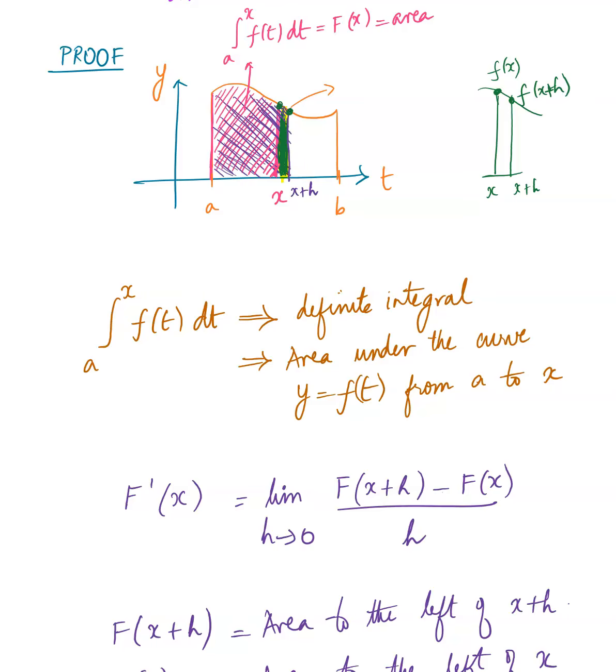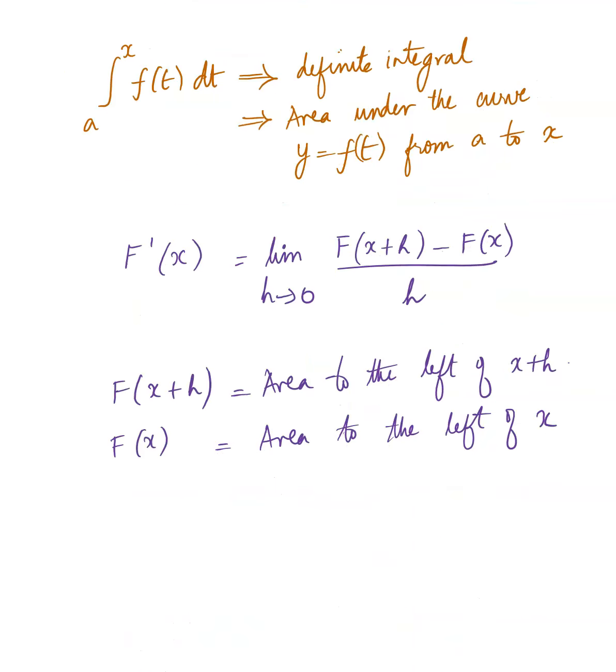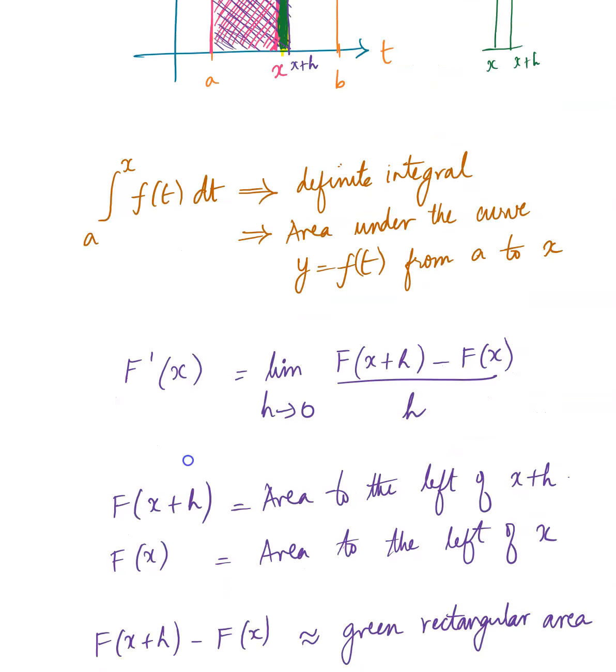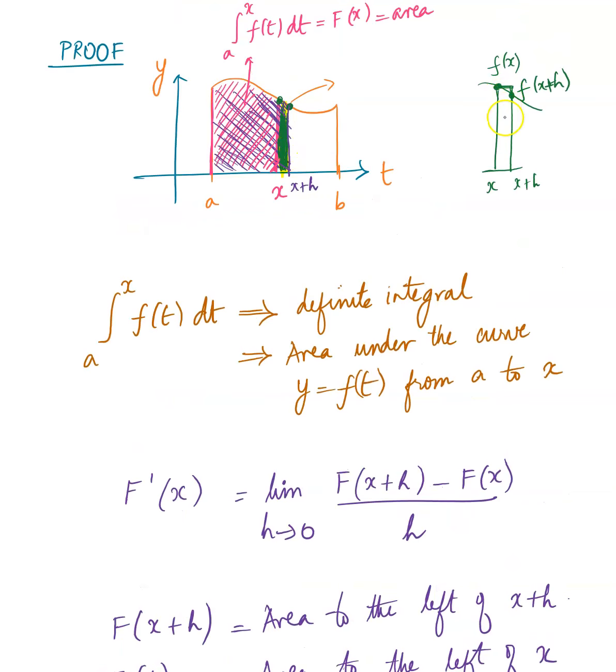So what we're trying to see here is, we can see that this is roughly a rectangle, right? A rectangular shape. So if this is a rectangular shape, this difference, let me write that out here, capital F of x plus h minus capital F of x, is approximately equal to the green rectangle area, because there's a difference of areas, right? So this green area would be roughly this rectangle.